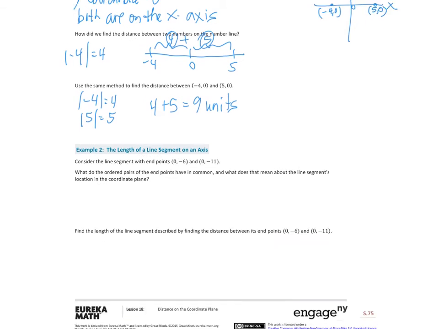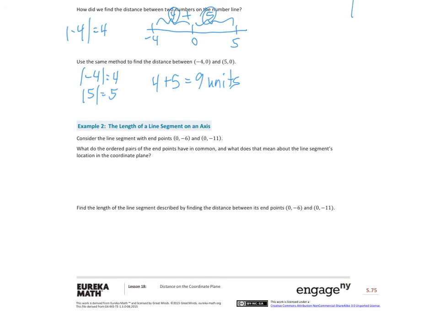Okay, got that. Scooting this up a little bit. So then the length of a line segment on an axis. Consider the line segment with endpoints (0, -6) and (0, -11). What do the ordered pairs of the endpoints have in common? Two-part question. What does that mean about the line segment's location in the coordinate plane?